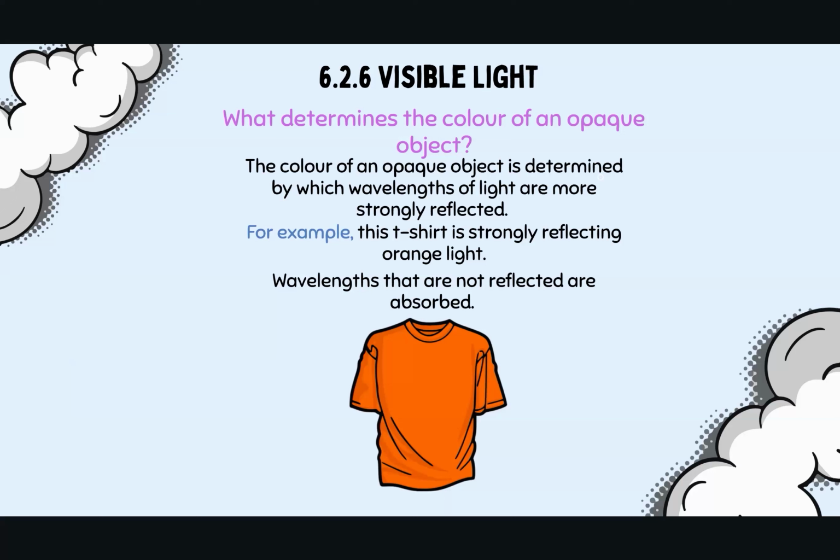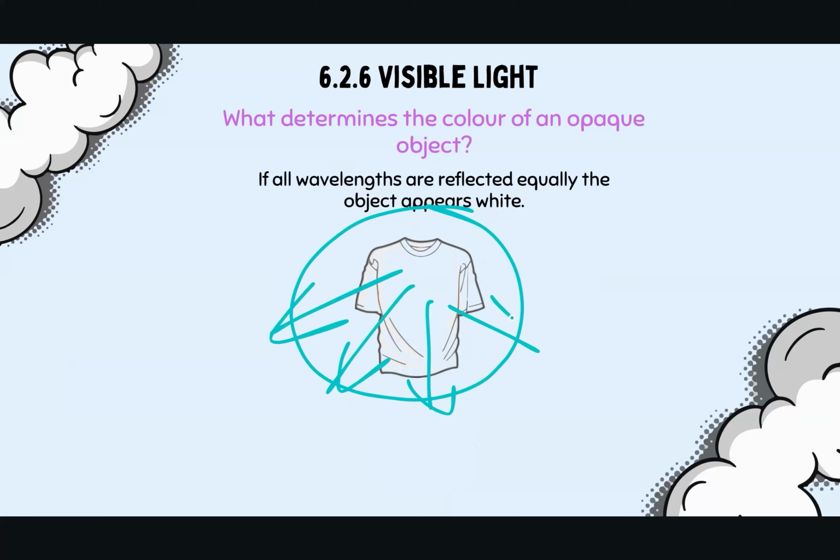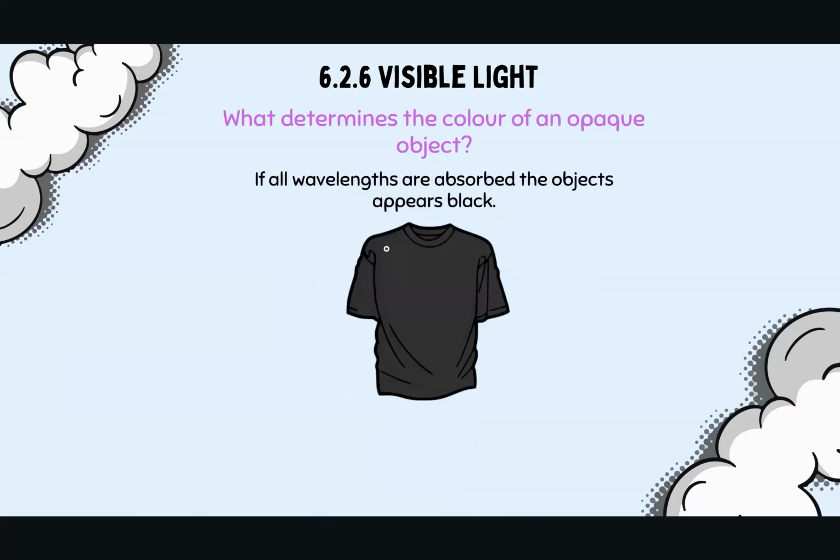The color of an opaque object is determined by which wavelengths of light are more strongly reflected. For example, this t-shirt is strongly reflecting orange light, whereas all the other colors are not reflected, they're absorbed. This one's white, so that means it reflects all the colors. When all the colors are reflected, it appears white. With black, it means the whole range of colors is absorbed.